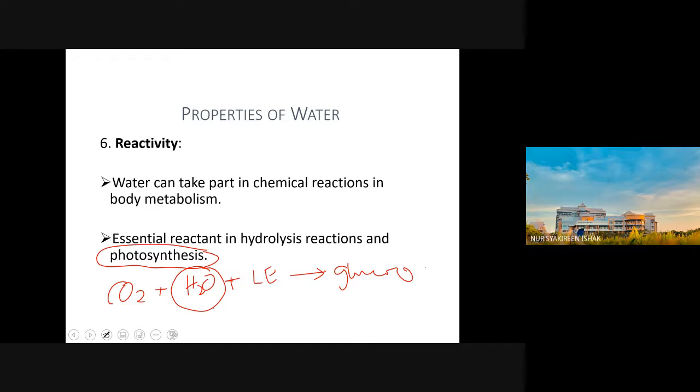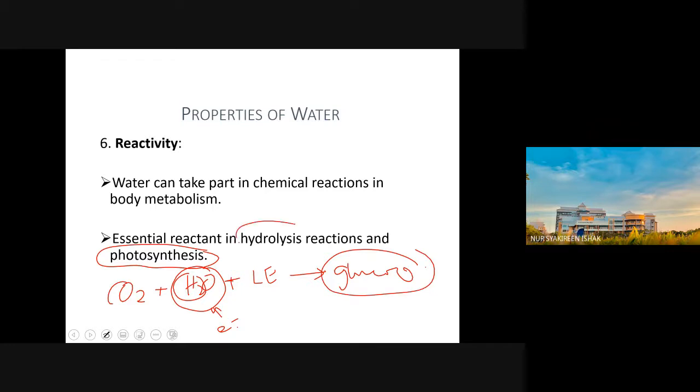One of the functions of water, which we will look at later in the photosynthesis chapter, is to provide electrons. So electrons and also hydrogen atoms, so that lastly the process can produce glucose.